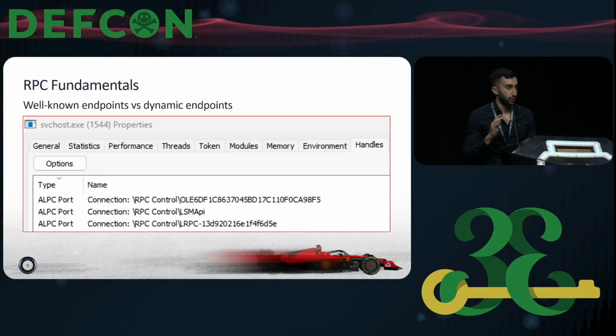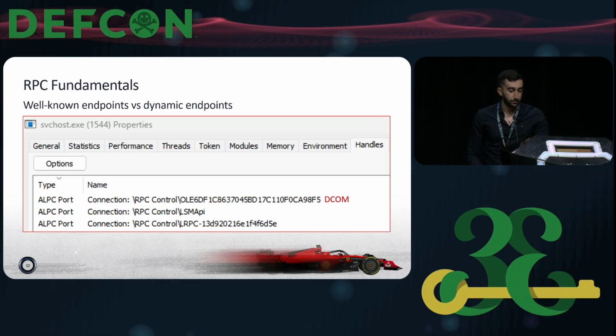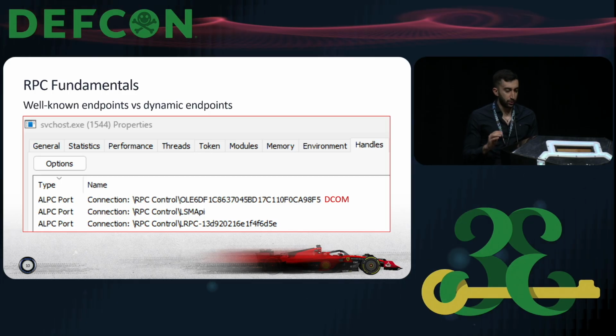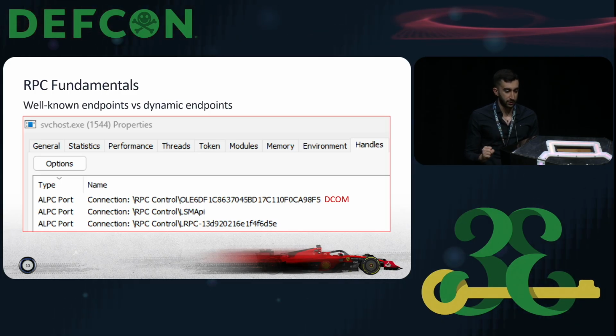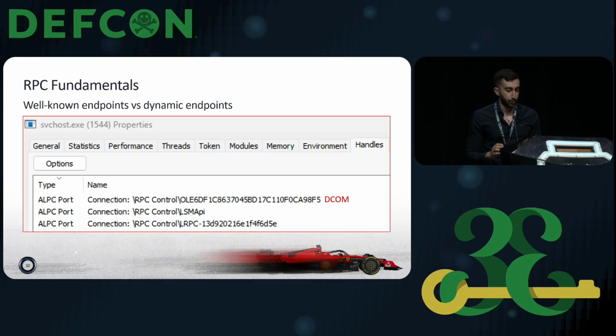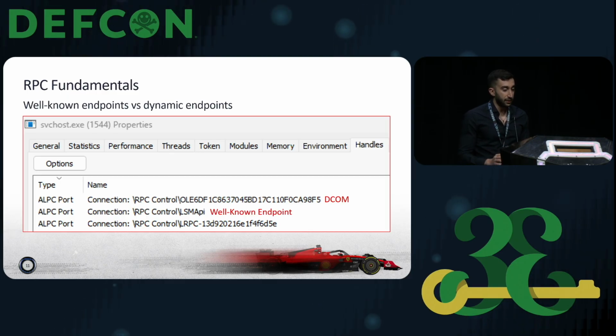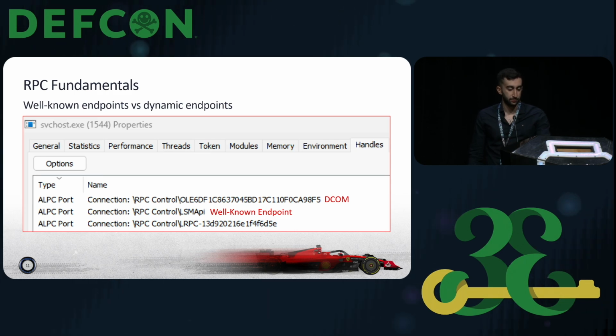In this screenshot, we can see three names. The first one starts with OLE, and although this is a unique string with generated characters, it isn't the dynamic endpoint we are talking about. These endpoints are related to distributed COM objects and are irrelevant for this talk. The second name is a well-known endpoint that is registered by the local session manager. Endpoints that start with LRPC are dynamic and contain generated characters.